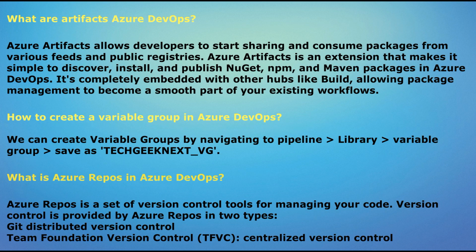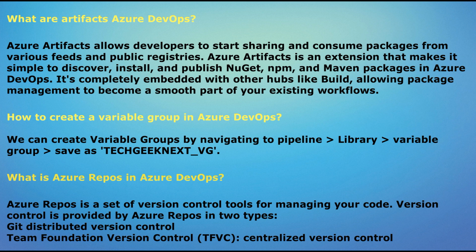What are artifacts in Azure DevOps? Azure Artifacts allows developers to share and consume packages from various feeds and public registries. Azure Artifacts is an extension that makes it simple to discover, install, and publish NuGet, NPM, and Maven packages in Azure DevOps. It's completely embedded with other hubs like Build, allowing package management to become a smooth part of your existing workflows.